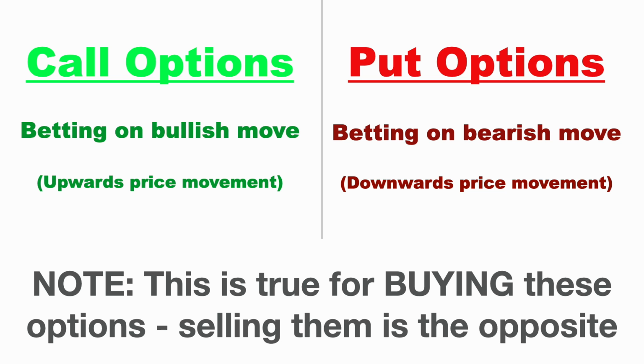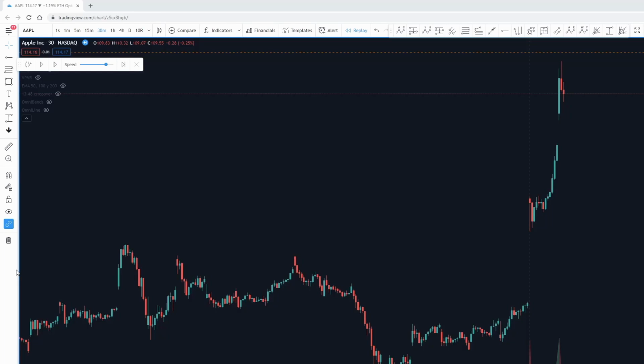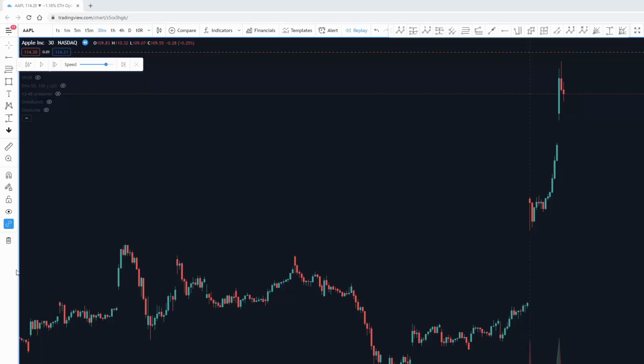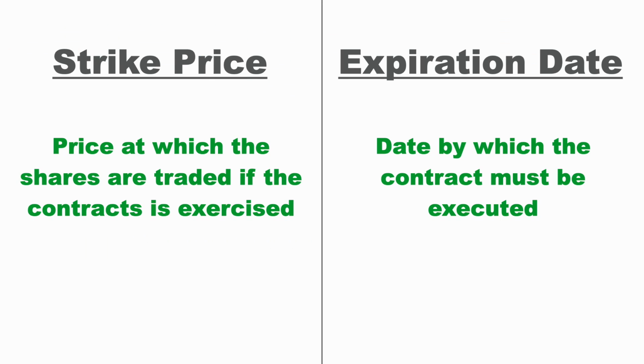So before we dive into some examples, it's important you know what you're actually purchasing when you're buying these options. As I told you in the previous video, with call options, you're buying the right to buy 100 shares of the stock. Put options are the exact opposite. You're buying the right to sell 100 shares of the stock at whatever strike price you choose before whatever expiration date you choose. So the strike price is just the price at which the shares are traded if the contract is exercised.